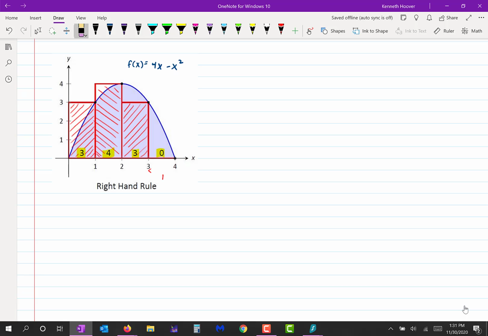Okay, and now you add those 4 rectangles up, and we get 3 plus 4 plus 3 plus 0, which is 13. Now, is that the same amount of area as shaded in blue? No, it's not, right? But it is an approximation. What I mean by that is look at the blue shaded area. It's a parabola, right? It's a parabolic area, okay? Now, sort of let your eyes focus on the red rectangles.